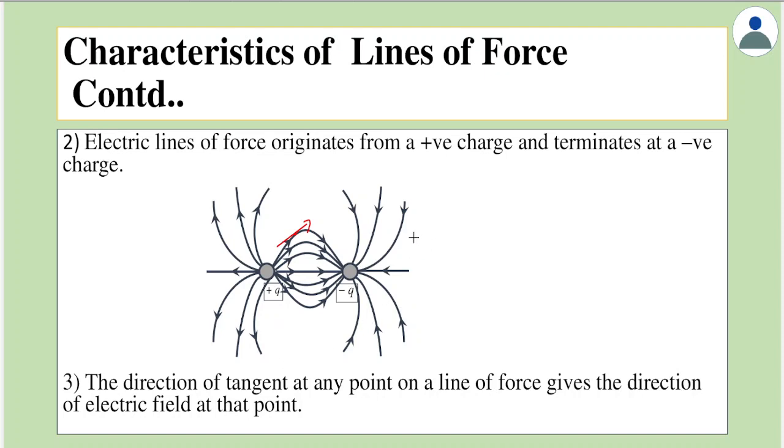Suppose we want to find the electric field at this point somewhere here. Again, we do the same thing. We draw a tangent. Its direction would be like this. So this direction gives the direction of the electric field at that point. Do remember that the tangents only give the direction of the field, not the exact field. So don't think the electric field is like this. It's only its tangent which is like this. So this would be the field direction.